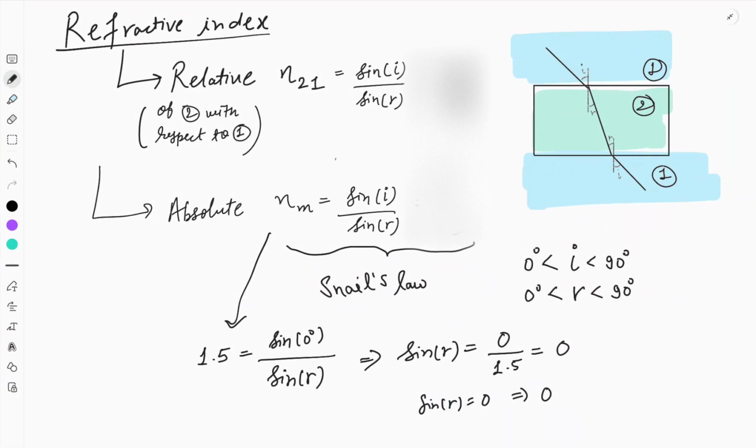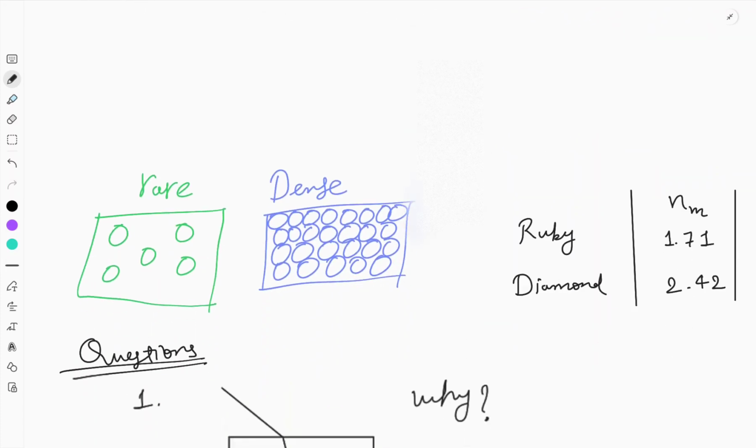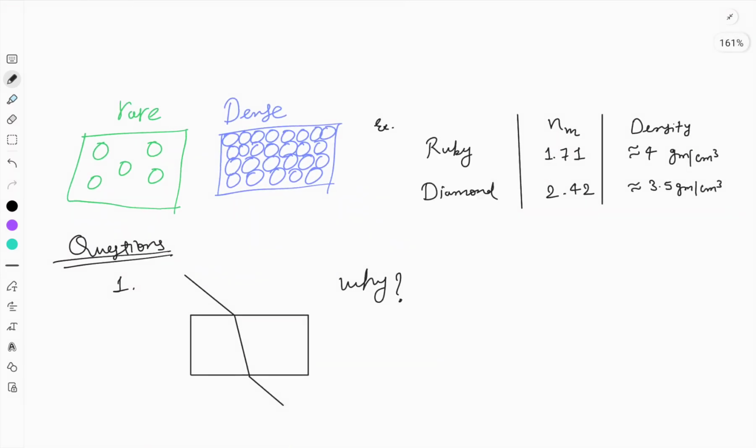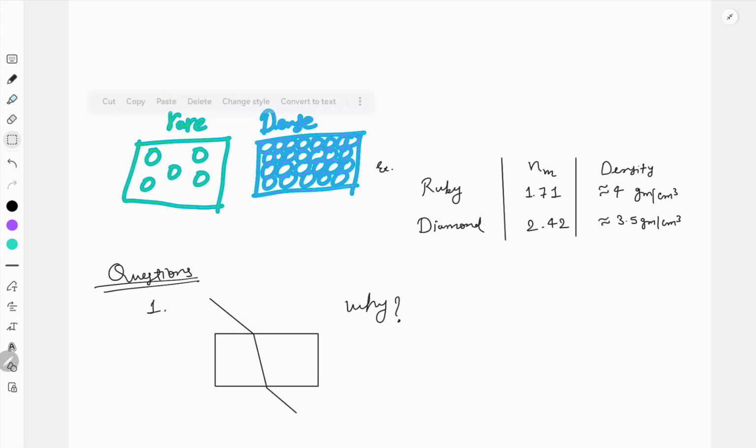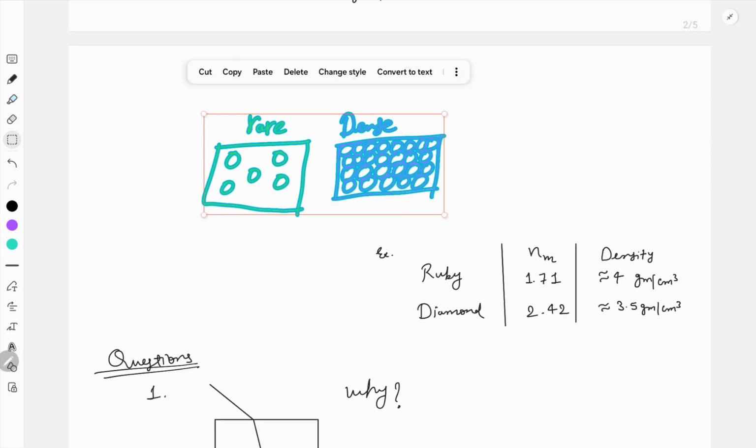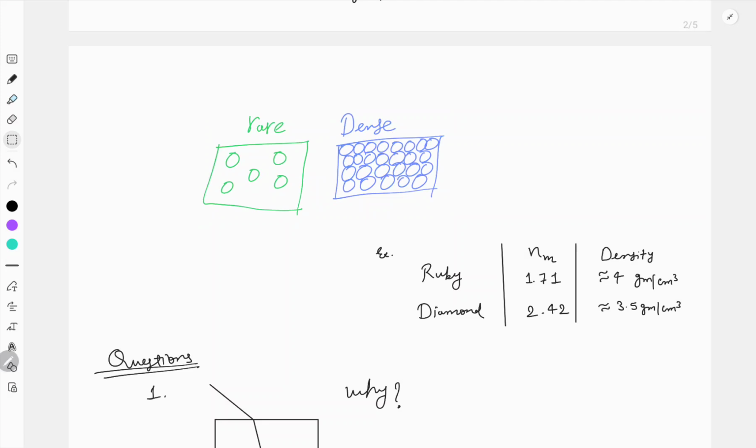Okay, let's move on. There is a particular diagram that shows rare material and dense material. Do we mean, when we say rare material or dense material, that glass is dense and air is rare? Do we mean this?